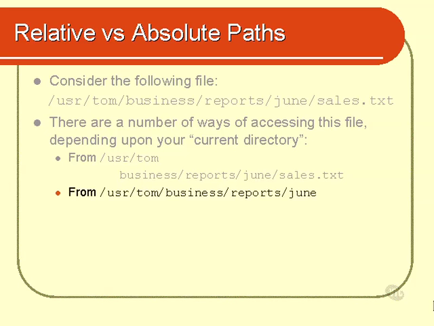If you happen to be in that same directory, /user/tom/business/reports/june, then all you need to type to get to sales.txt is sales.txt. And when I say get to sales.txt, I mean you might want to cat it, or more it, or head it, or tail it, or ls it, or something like that. So you might type in cat sales.txt, whereas in the previous example you might type in cat business/reports/june/sales.txt, and so on.